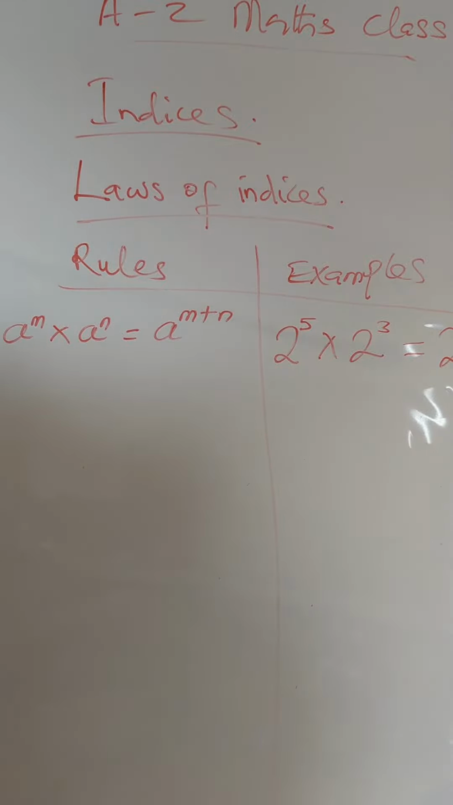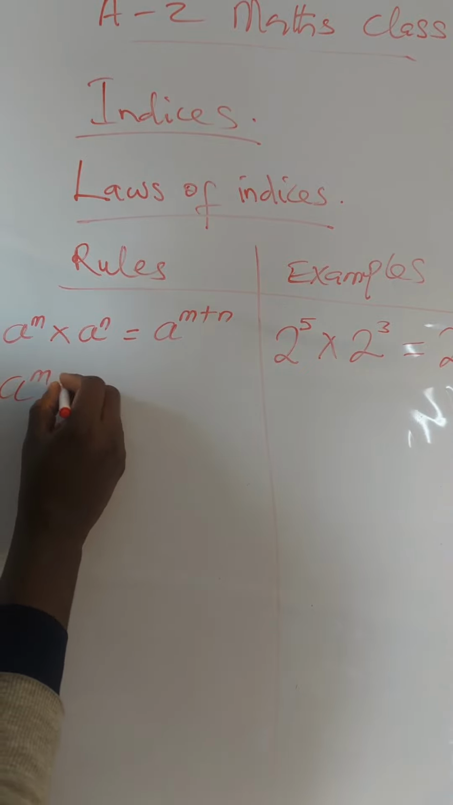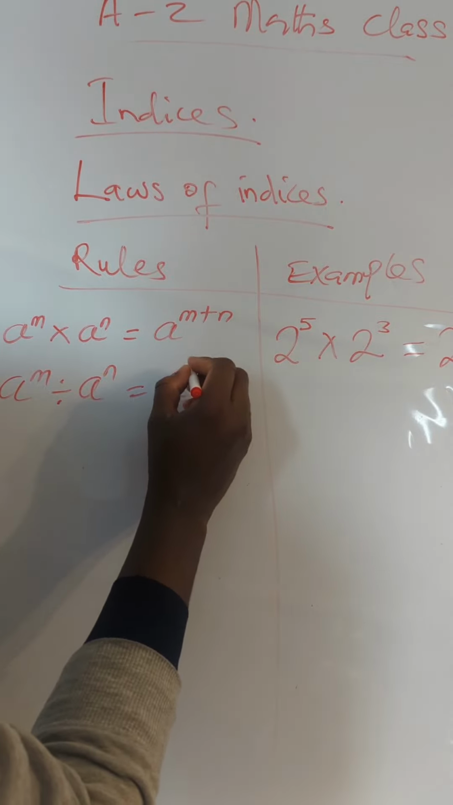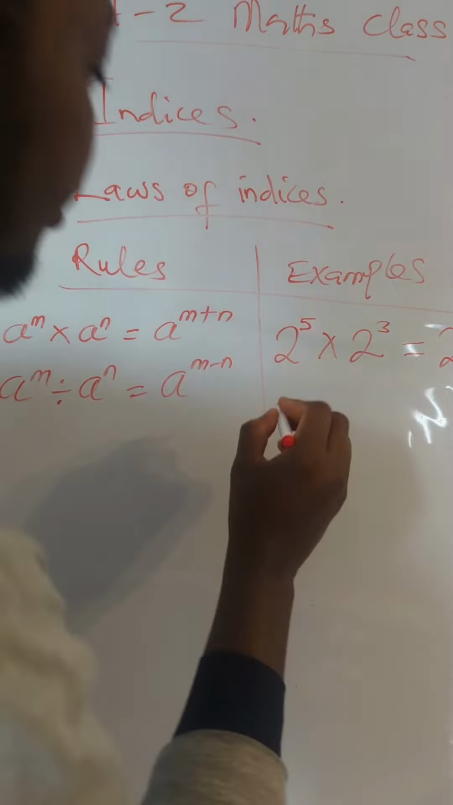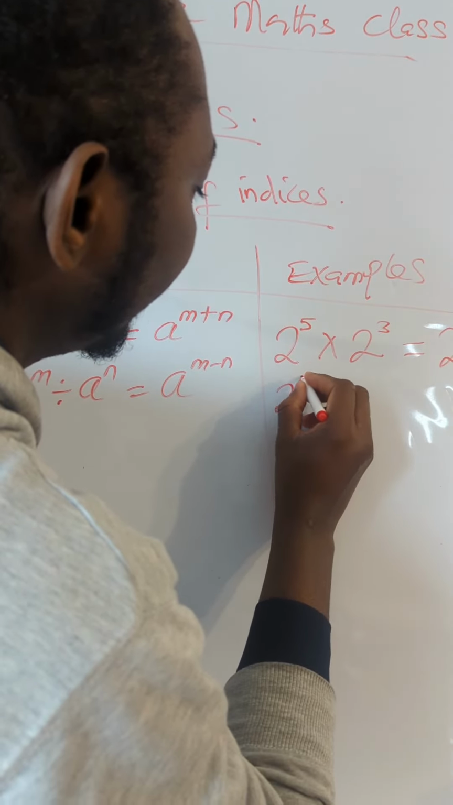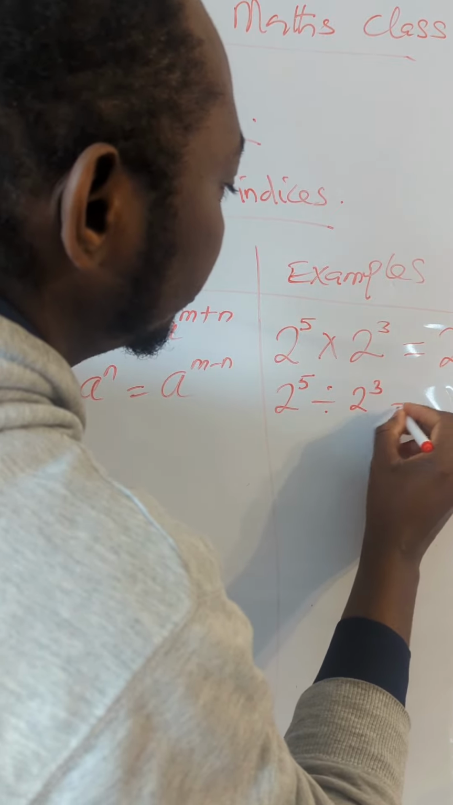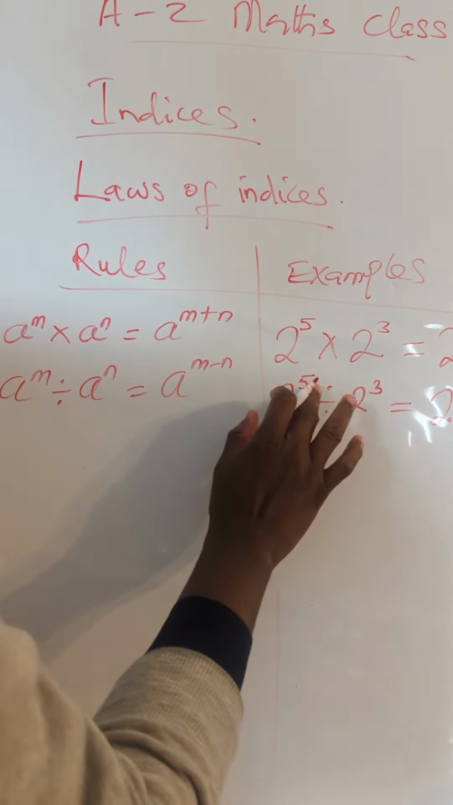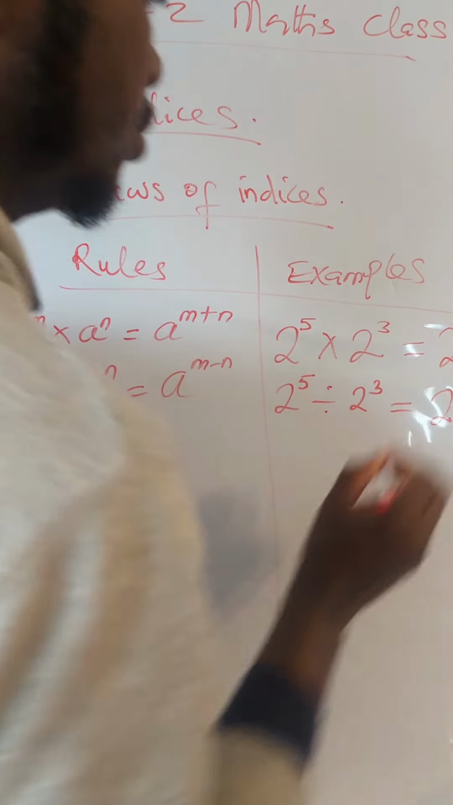Now the second law states the division law: a raised to power m divided by a raised to power n is equal to a raised to power m minus n. Example, just like the example we gave, you could have 2 raised to power 5 divided by 2 raised to power 3. Because the bases are the same, you take one, then you subtract the powers. 5 minus 3, which is 2.